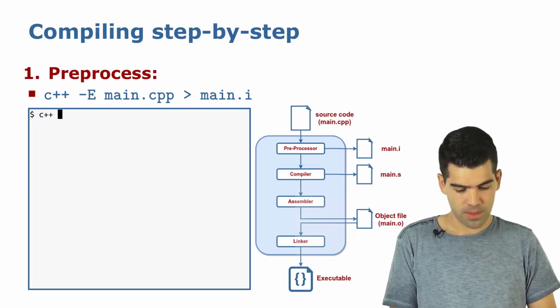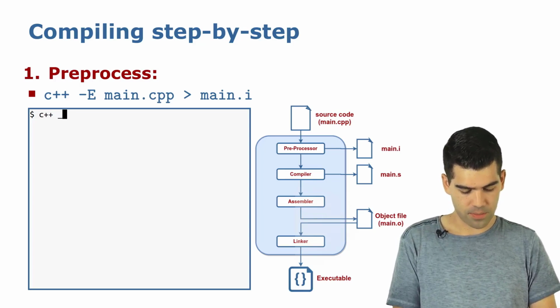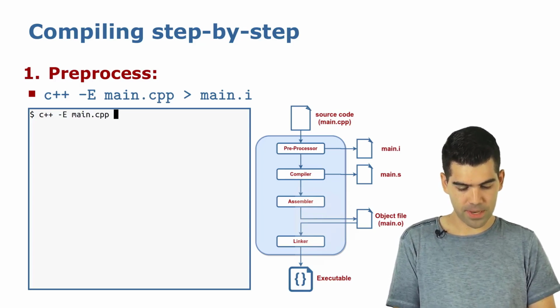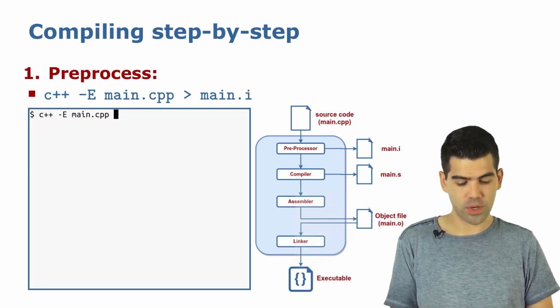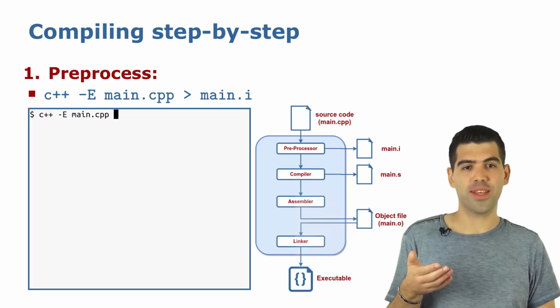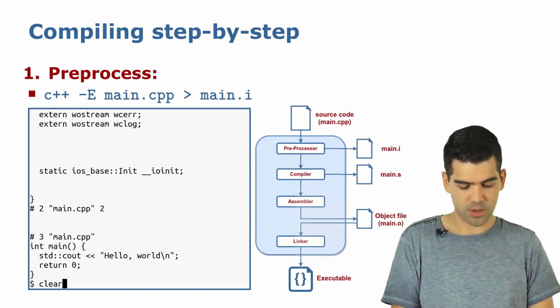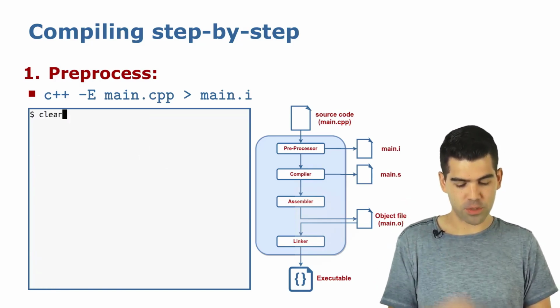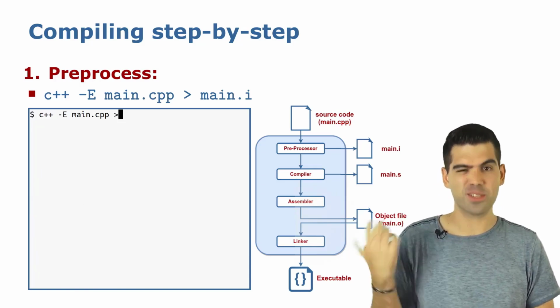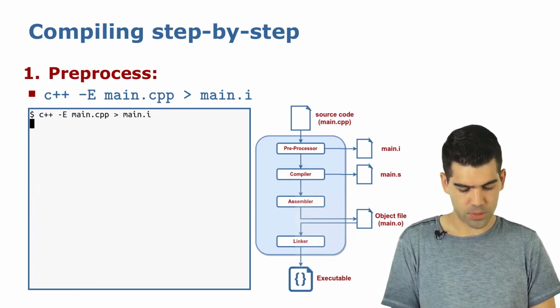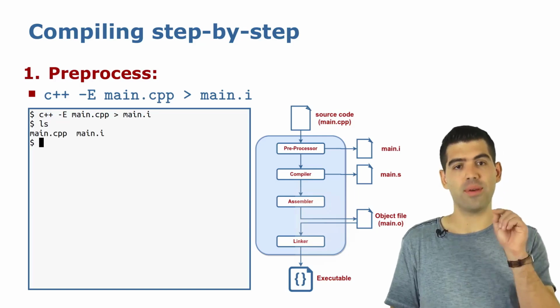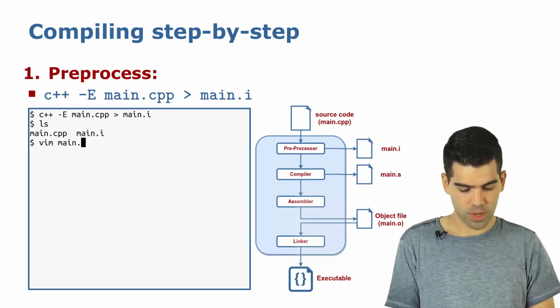So if I invoke my C++ compiler, like you see on the screen, this is going to give you the preprocessed file on the standard output. So this is going to be on the output terminal, but of course we want to redirect this to a file so we can inspect it a bit. So let's do it. And as you see, we have a main.i file that we are going to open right away.